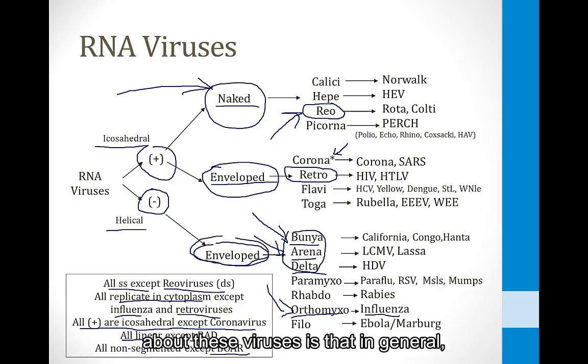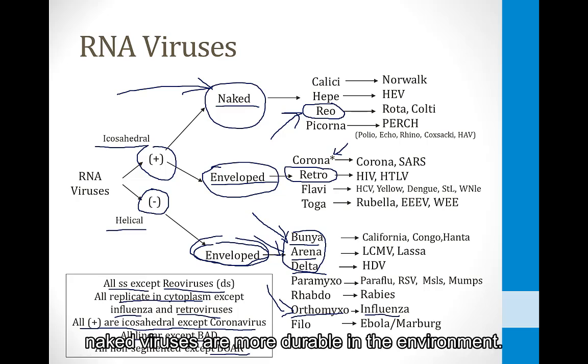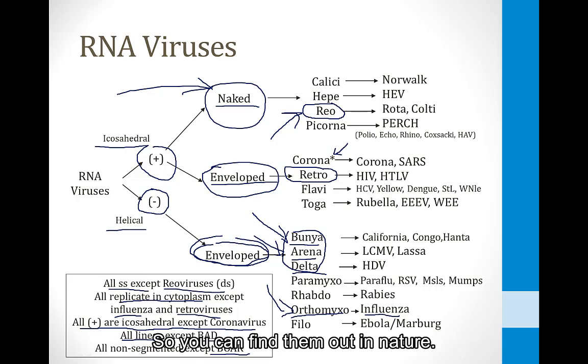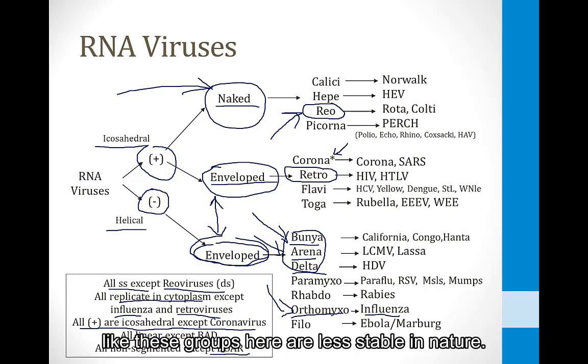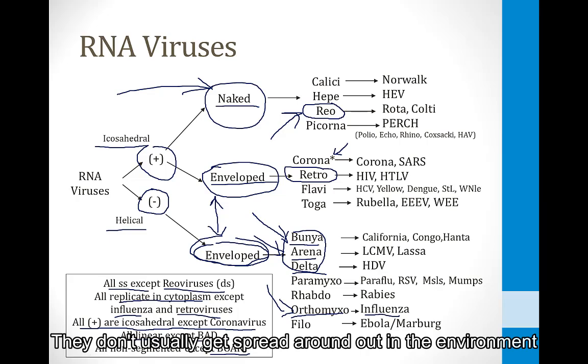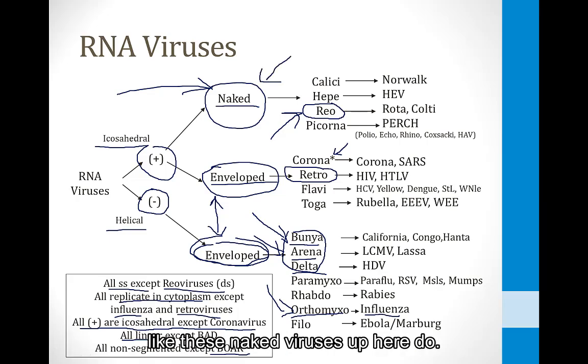One thing to know about these viruses is that in general, naked viruses are more durable in the environment. So you can find them out in nature. They're often transmitted fecal orally, and they are very stable structures, and that's why they're transmitted that way. The enveloped viruses, like these groups here, are less stable in nature, so they're more often transmitted by a mosquito bite, for example, or sexual transmission, or in aerosolized droplets. They don't usually get spread around out in the environment like these naked viruses up here do.